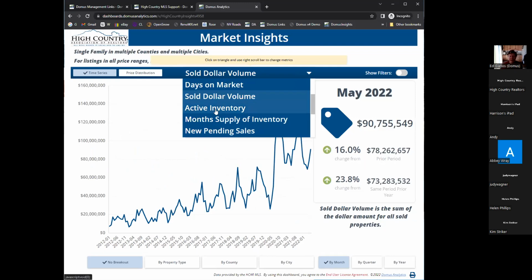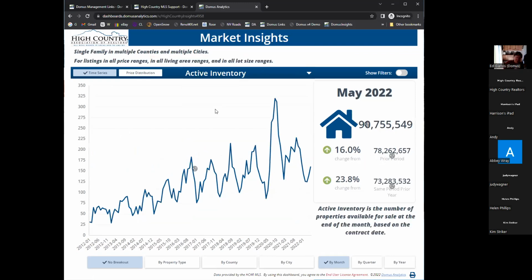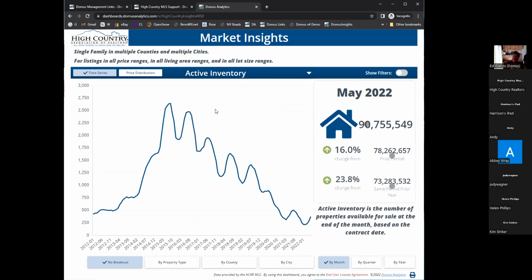So I'm going to spend a lot of time here talking about active inventory for several reasons. The first is active inventory as a statistic is something that's hard for a lot of systems to calculate. MLS and IDX and all those type systems tell you what's the status of things right now. Domus is able to tell you what was the status of things a couple years ago. And when we look at this picture, we can see that we had a lot of inventory back in 15. The market was getting tighter and tighter. Things fell apart in 2020.